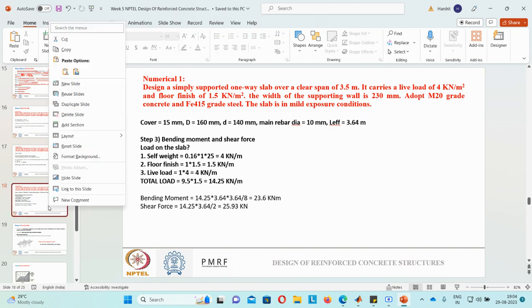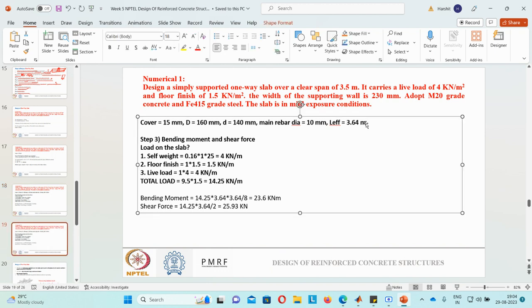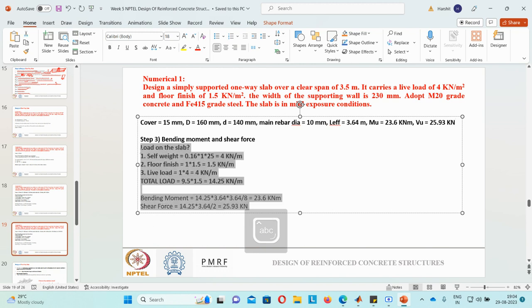Now step 4. I will just append these values here. So Mu is 23.6 kilonewton meter and Vu is 25.93 kilonewton. Just wait a second here.